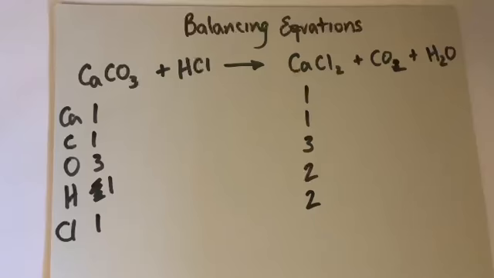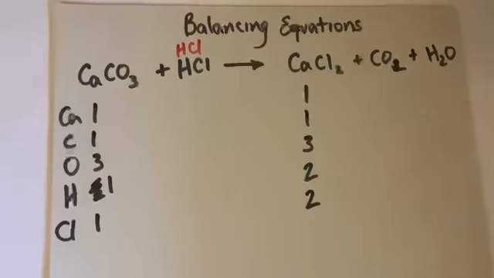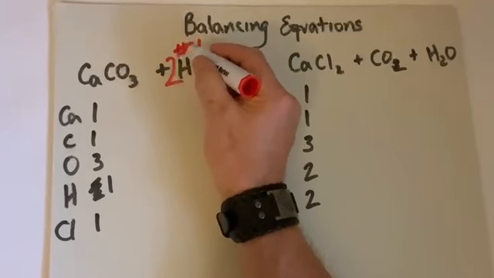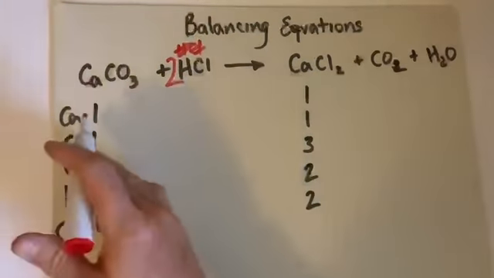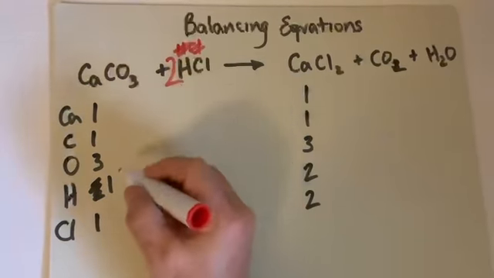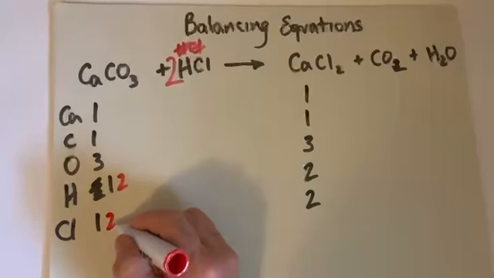Now, what we need to do therefore is add more hydrochloric acid. Remember what we said? We do that by putting a coefficient in front to show we've done that. Now when we look at the equation, we should be able to see that it balances, as we now have 2 hydrogens and we now have 2 chlorines.